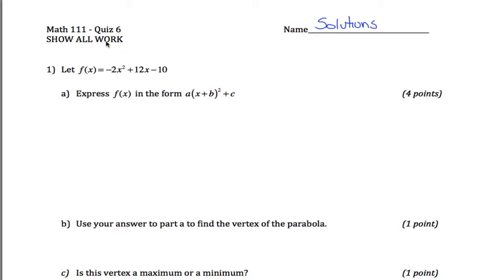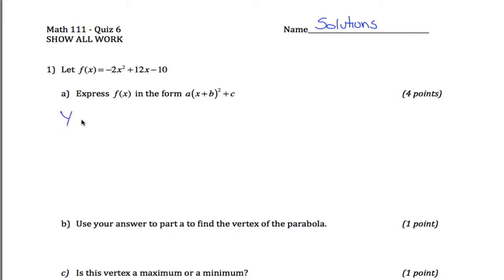Here are our solutions for quiz 6 from Math 111. We're given this quadratic trinomial and asked a bunch of stuff about it. First, asked to express it in this vertex form, or this standard form as your homework calls it. So basically what I'm getting at here is complete the square so that this looks like this.